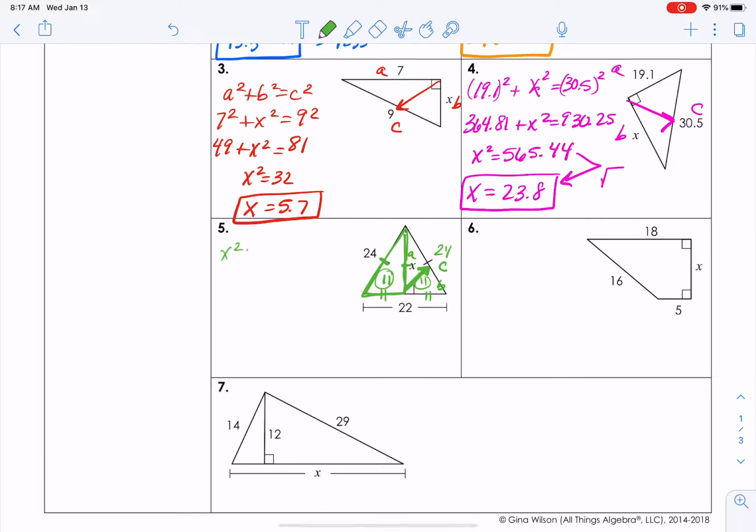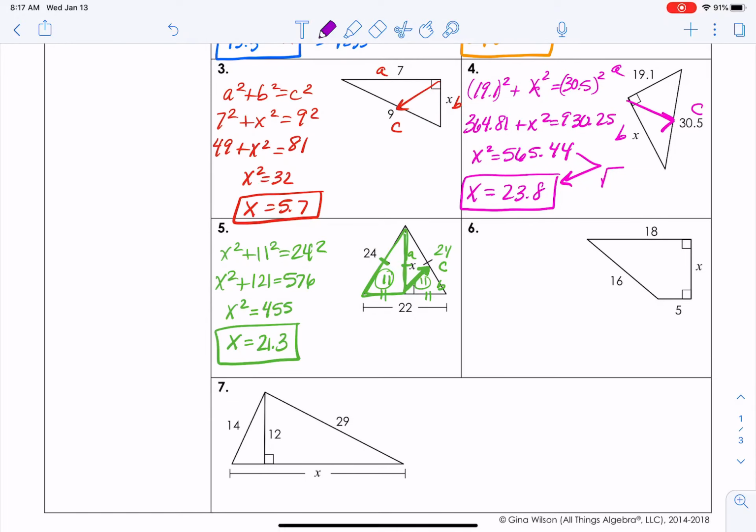So x squared plus 11 squared equals 24 squared. X squared plus 121 equals 576. We subtract to get x squared equals 455, and take the square root to get that x is 21.3. A lot of solving that problem is visual and understanding that if those are the same, then so are the other pieces.